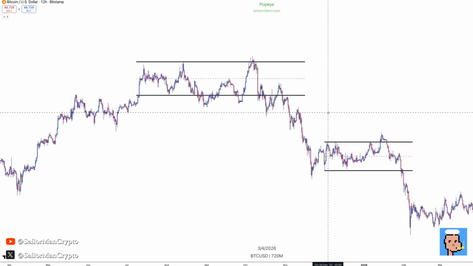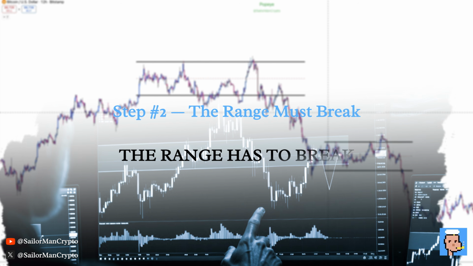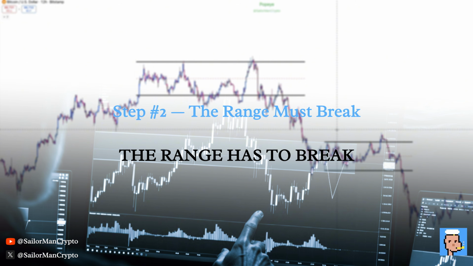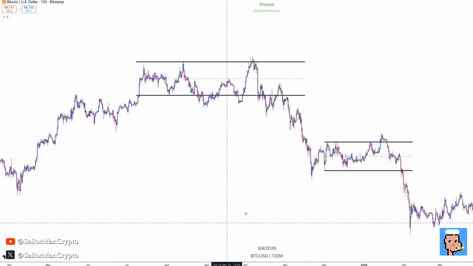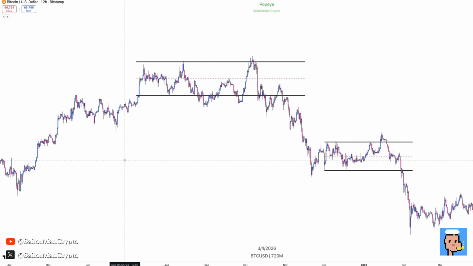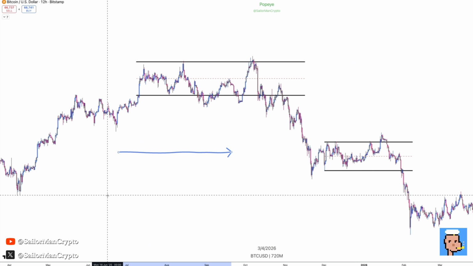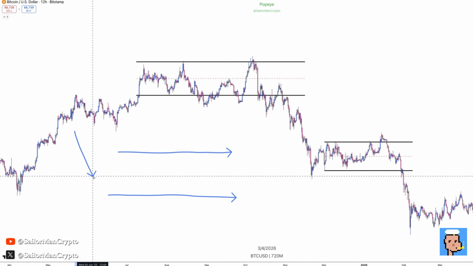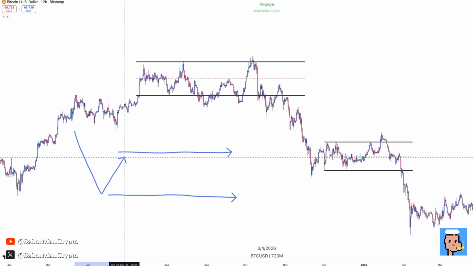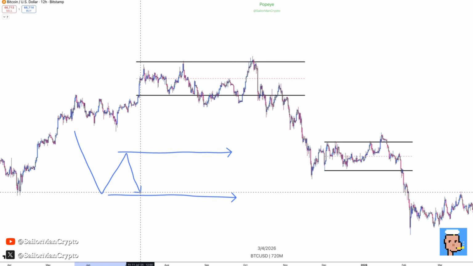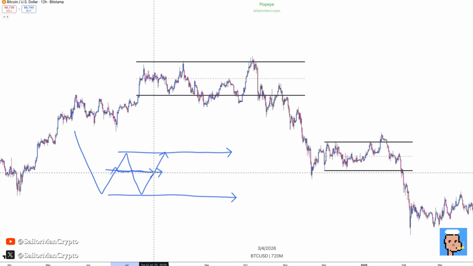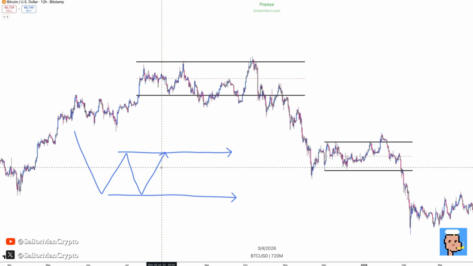So step number 2 is the range has to break. Basically, here we are trading range deviation. So what does it mean? It means that we want the range to be established, as we say, with a few taps. Let's say price is coming from a downtrend and starts to range within these boundaries. We have a couple of taps. We know that more or less here there was some interesting price action on the lower time frame. So also the mid-range is respected.